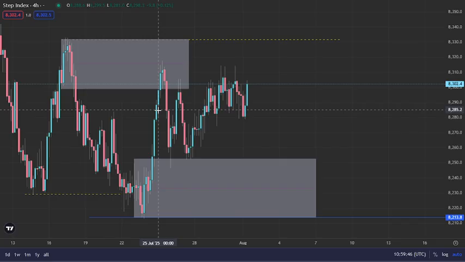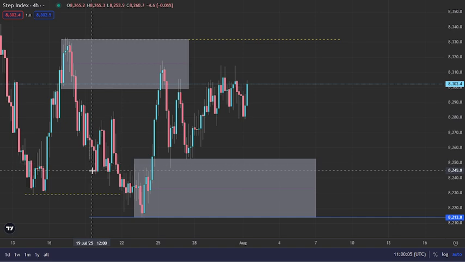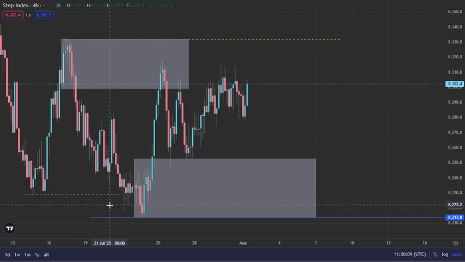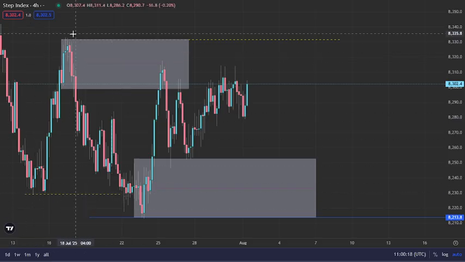So strong structures are expected to not get breached or broken, because the moment it gets broken, the trend shifts, the structure changes. So here's a strong structure.